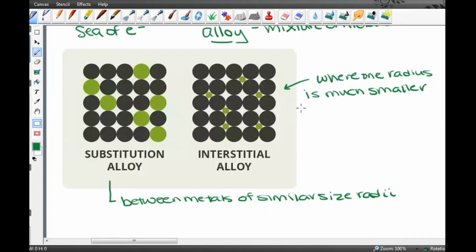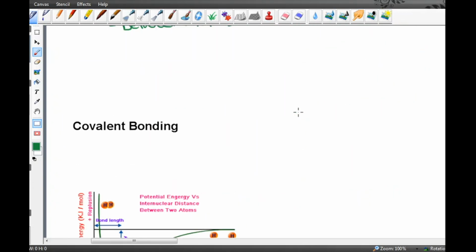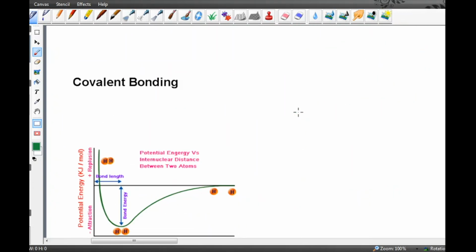Okay, moving on to covalent bonding. Covalent bonding is obviously sort of like the opposite of ionic bonding, where you have a nonmetal bonded to a nonmetal through a sharing of electrons.